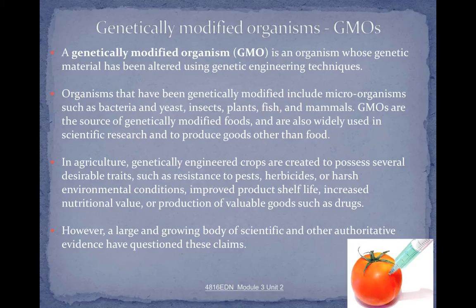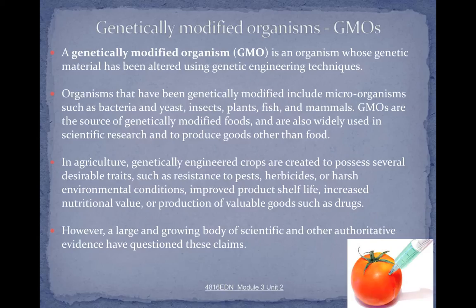of engineering techniques. So organisms that have been genetically modified include a whole range of things, right from our microorganisms like bacteria and yeasts, through to insects, plants, fish, and mammals. So GMOs are the source of genetically modified foods, and they're also widely used in scientific research and to produce goods other than food. So why do we do it?